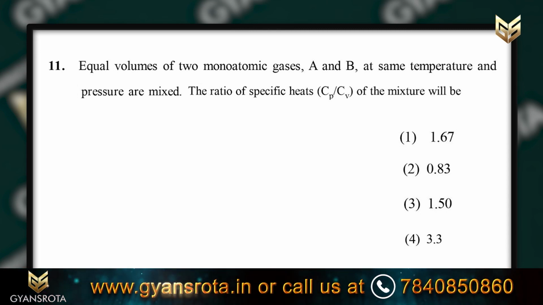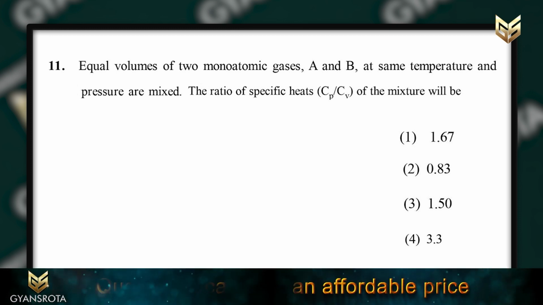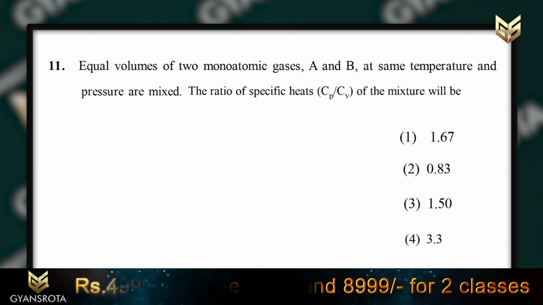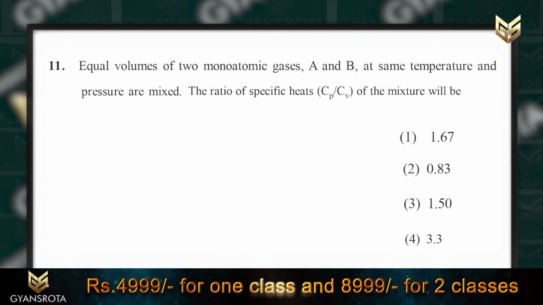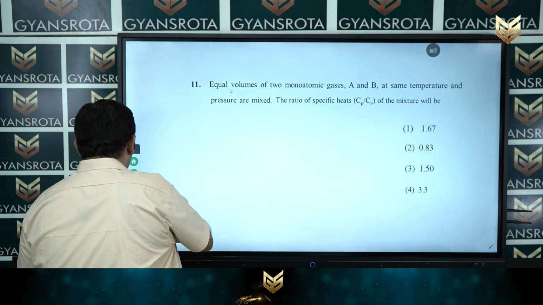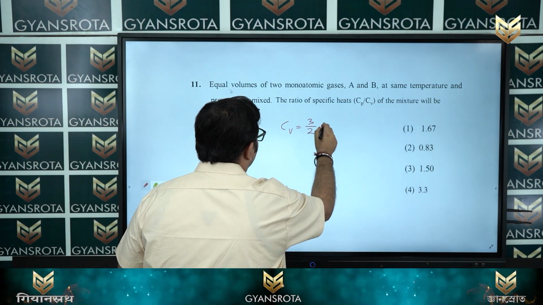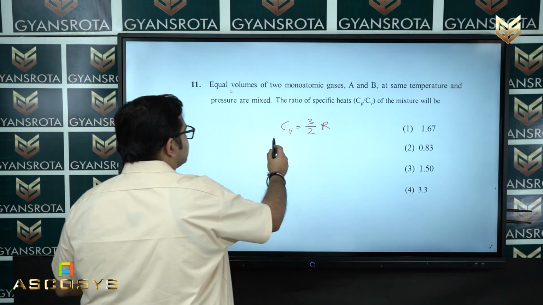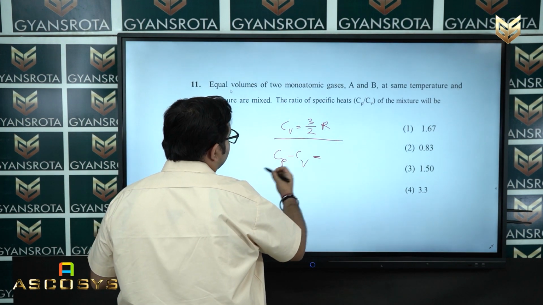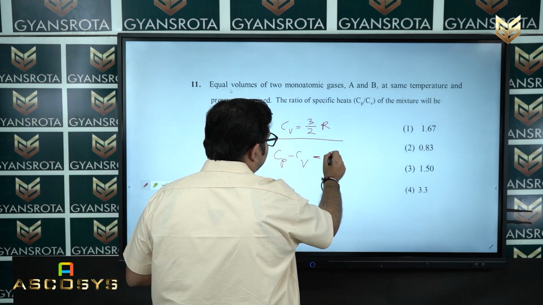Equal volumes of two monoatomic gases A and B at the same temperature and pressure are mixed. The ratio of specific heat Cp by Cv of the mixture will be. So now we are moving to the solution part. For a monoatomic gas, Cv is equal to 3 by 2 R. Okay, so this is a constant value and we know Cp minus Cv. This question comes from the thermodynamics part of your class 11 NCERT. So Cp minus Cv is equal to R.